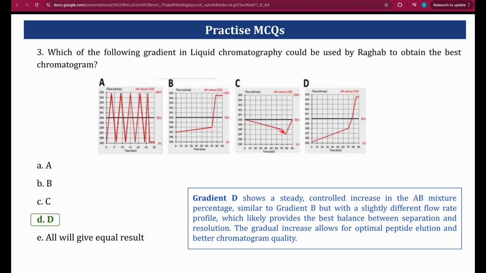Similarly in C they are decreasing the concentration, so this will not help you to observe the hydrophobic peptides properly. Whereas D appears to be feasible, they slowly increase the concentration, slowly moving out the hydrophobic compounds, and ultimately increasing it to a greater extent, so that all the hydrophobic compounds or peptides which are left would elute out. So that's why option D will be correct.